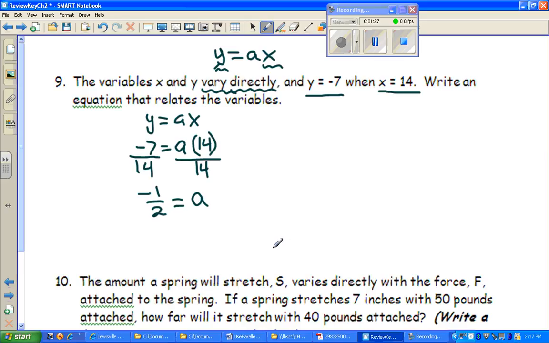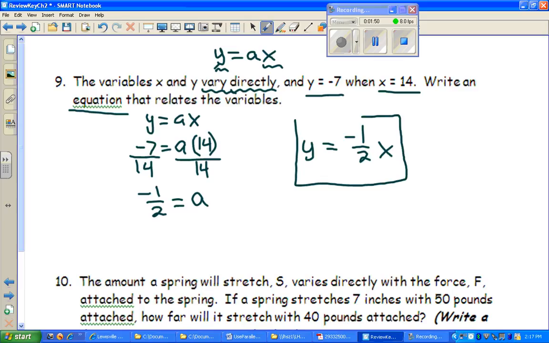Now a lot of people, when they get this far, box it and feel like they're done. But they're not done, because the answer is an equation. We need to write an equation, and we need to have a y and an x in it. So we need to write y equals -1/2 x. This is the equation that relates these variables, x and y. So that's the answer for number 9.